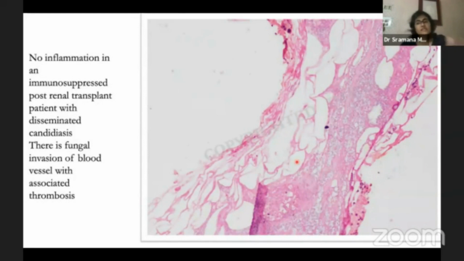Now, I had presented superficial mycosis for Malassezia furfur, where I showed there could be no or minimal inflammation in an immunocompetent individual. But in an immunocompromised individual also, we can see a setting where there is no inflammation. So this is from one of the personal case files where a post-renal transplant patient had disseminated candidiasis. So the skin biopsy showed intense subcutaneous invasion by Candida.